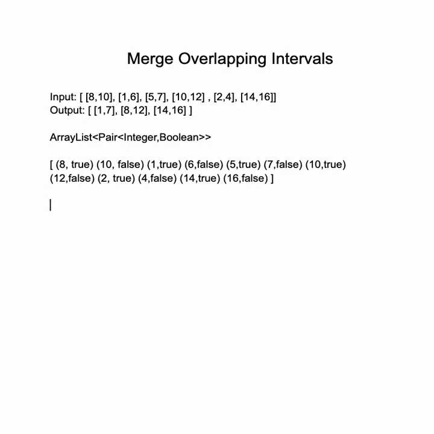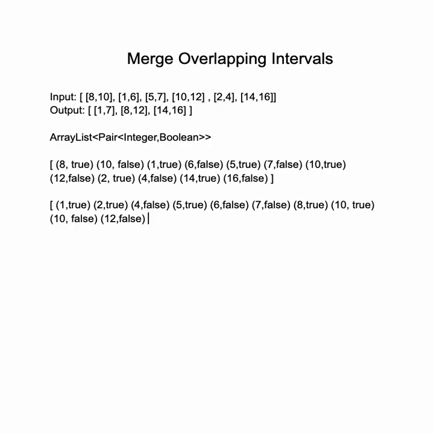After sorting, the array list will look something like this. It would be 1 comma true, 2 comma true, 4 comma false, 5 comma true, 6 comma false, 7 comma false, and oh sorry, I missed 8 comma true here. 8 comma true, then it would be 10 comma true as the value takes preference over here. It would be 10 comma false, 12 comma false, 14 comma true, 16 comma false.